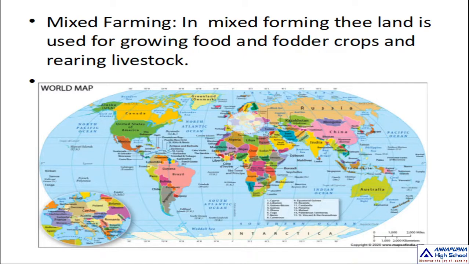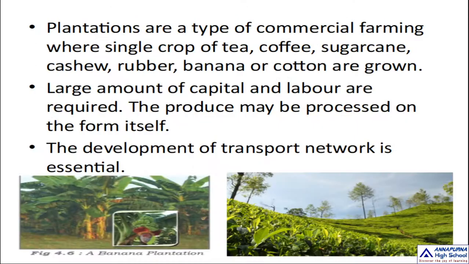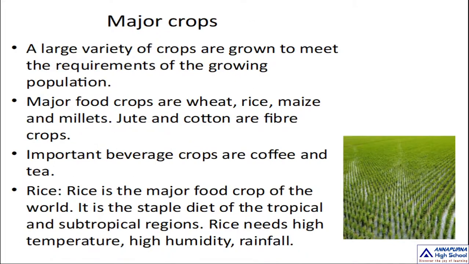Now next, plantations are a type of commercial farming. What are the major crops grown in our India?